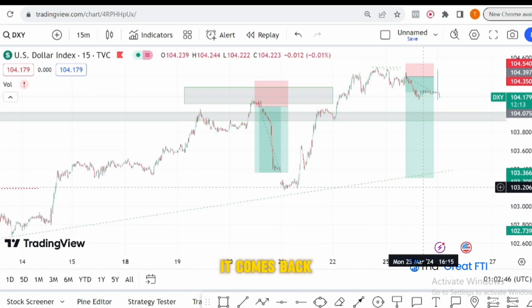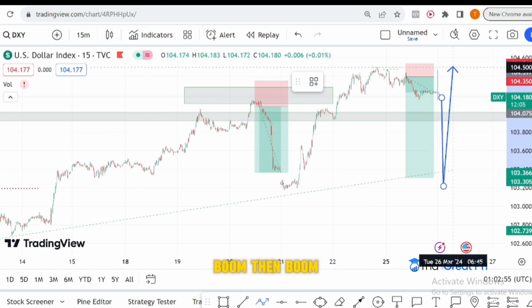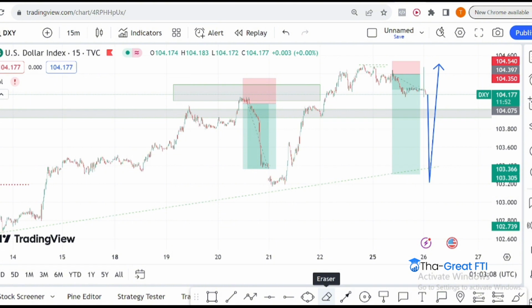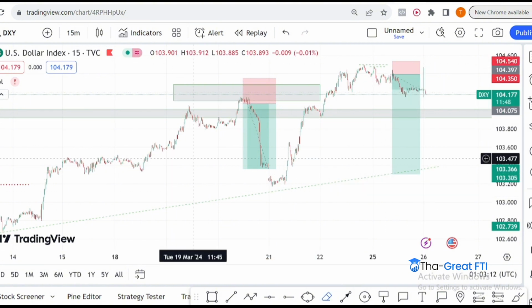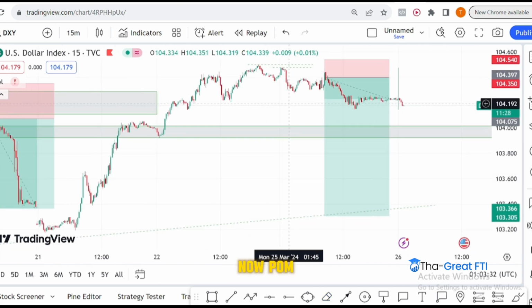Then probably when it comes back to this level, it can do something like this. Boom, then boom, then go back up. This is just a day trade setup. So now, what do we have here? Now, boom.